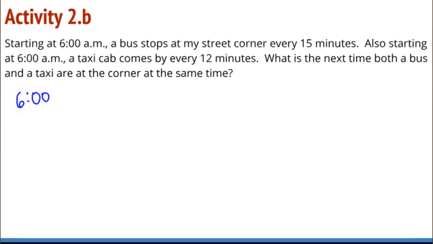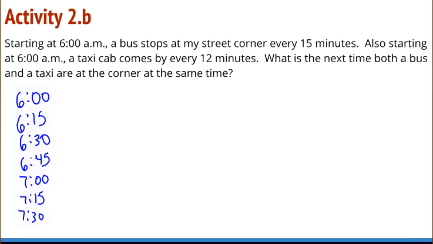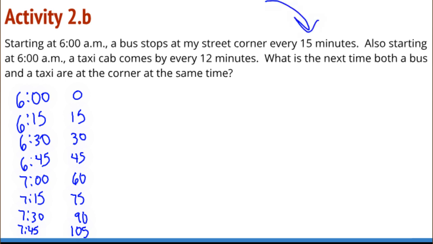So the bus comes by at 6 o'clock, at 6:15, at 6:30, at 6:45, at 7 o'clock, at 7:15, at 7:30, at 7:45. This is 0 minutes. And here we've had 15 minutes go by. Here's 30, 45, 60, 75, 90, and 105. So I have my multiples of 15 minutes.